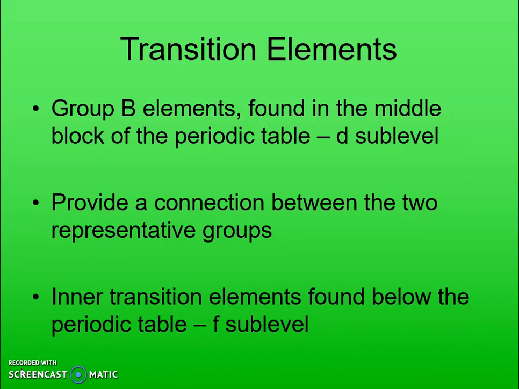And then lastly are the inner transition elements, which are down below the periodic table. They fill into the f sublevel. They actually belong up inside the periodic table. You kind of split it between group 2A and the transition metals. They do fit nicely up inside there if you follow along the atomic numbers, but it would make the periodic table really long and not fit so well on a sheet of paper.